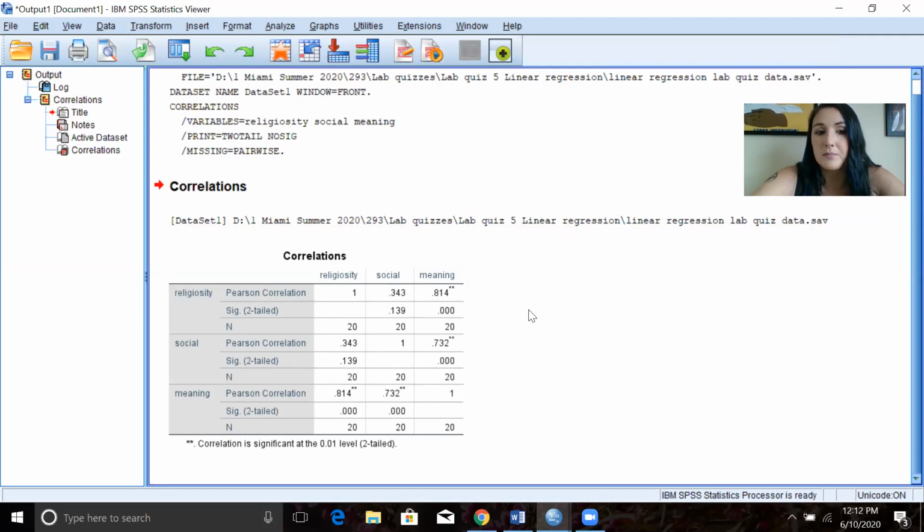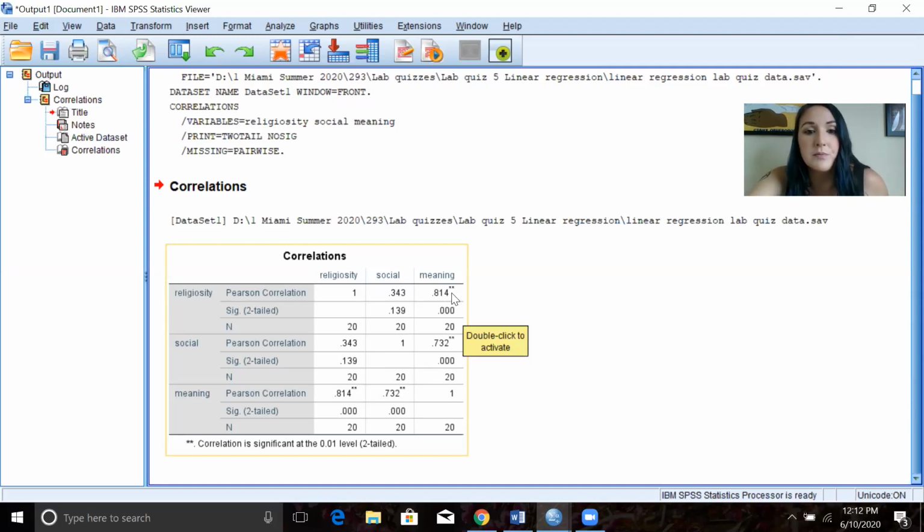That is not significant. We know that because this p-value is higher than 0.05, and it doesn't have an asterisk. These other two do appear to be significant. Again, you're going to want to pull out your R value, which is in this Pearson correlation row, and your P value, which is the one beneath at sig two-tailed.